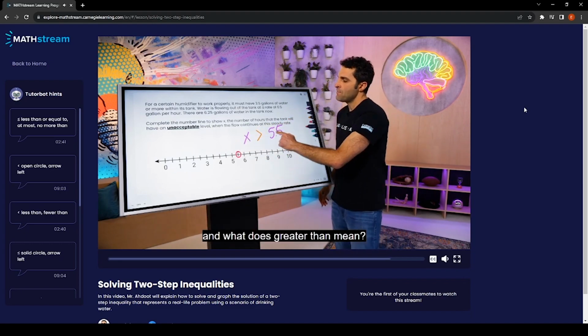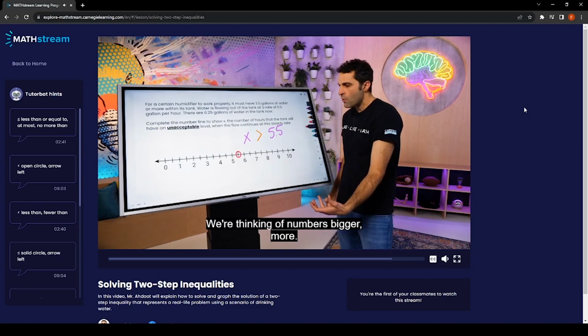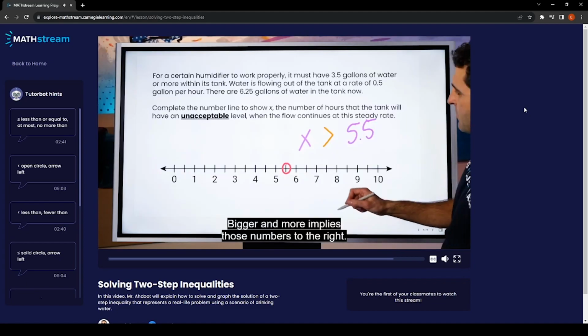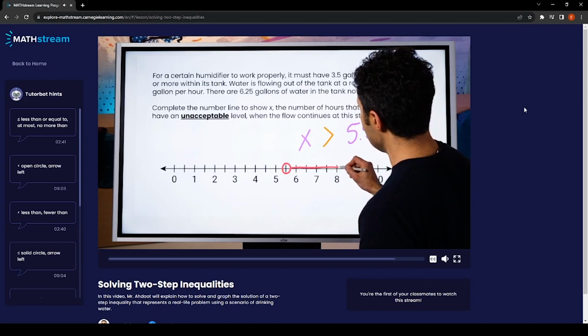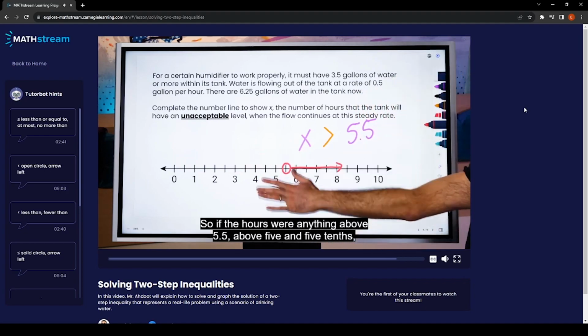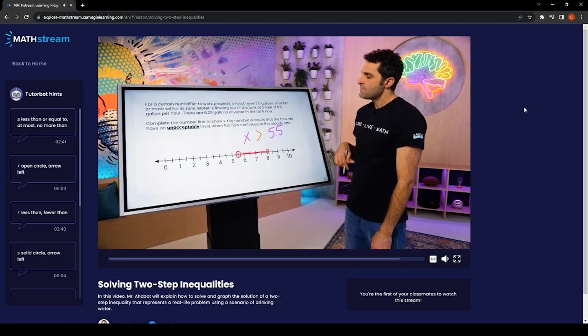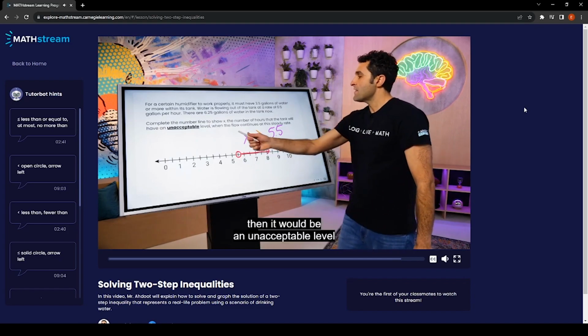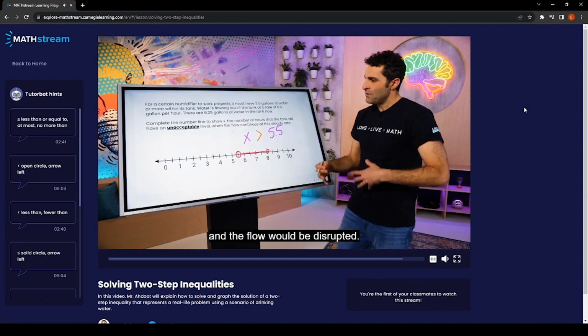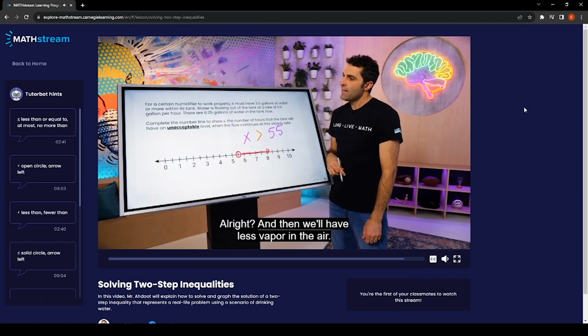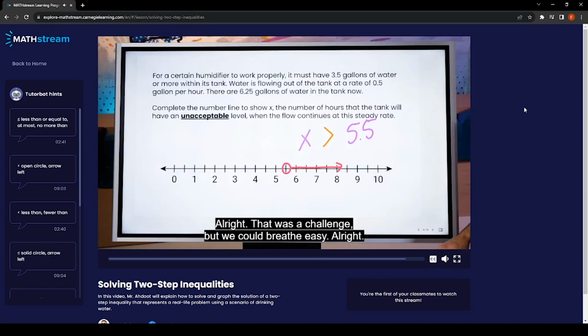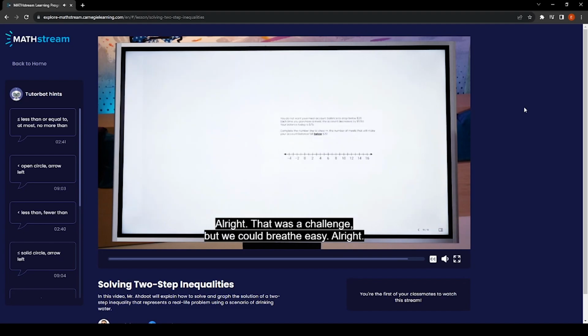And what does greater than mean? We're thinking of numbers bigger, more. Bigger and more implies those numbers to the right. So if the hours were anything above 5 and 5/10, then it would be an unacceptable level when the flow would be disrupted. And then we'll have less vapor in the air. That was a challenge, but we could breathe easy.